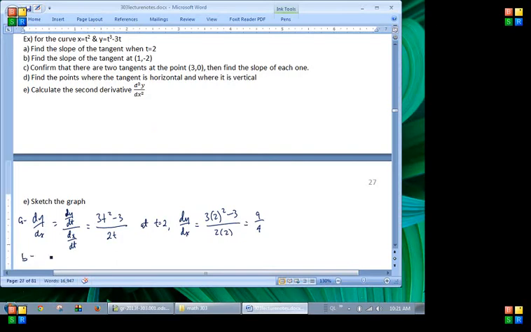So what do we know? We know that x equals 1, y equals -2. So we're going to have to find t. So the question is, what's t? How can we do this? Well, you just plug it in. So we now have the equations 1 equals t squared, and in y, you get -2, and -2 equals t cubed minus 3t.